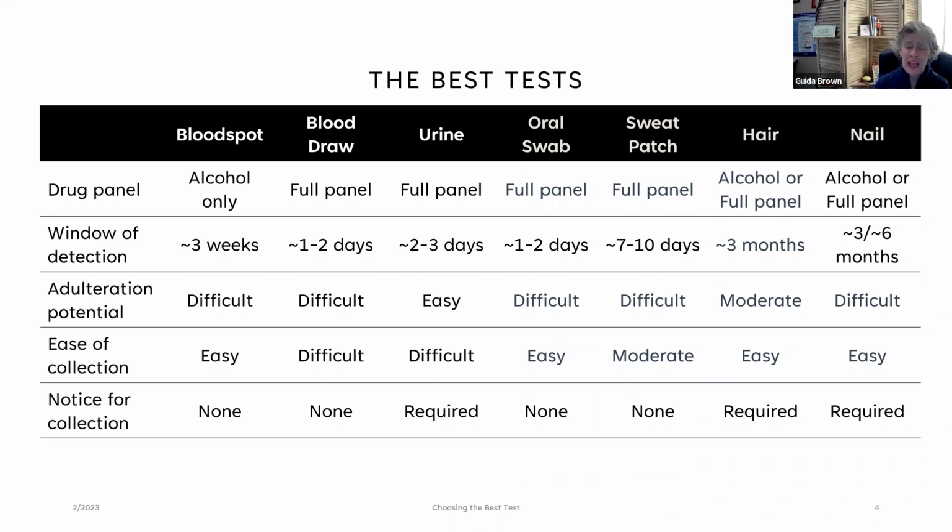And when we look at hair and nail, that 3 months is for alcohol and other drugs of abuse, with the exception of marijuana. Marijuana on all of these tests is an outlier. It can stay in the body much longer than other substances will. So that 3 months for hair and that 6 months for nail is on the short end, specifically for marijuana. So for nail, again, we can look at alcohol or other drugs of abuse. It's about 3 months for alcohol and about 6 months for drugs of abuse, again, with the exception of marijuana, especially if somebody is a regular chronic marijuana user.